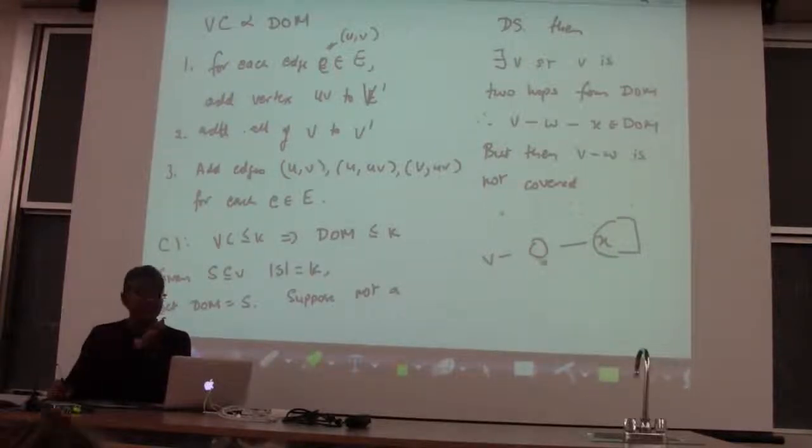But if V is a fake vertex, it must also be connected to some real vertex, which is also connected to the dominating set. Right? And similarly, this fake vertex is connected to X. It's also connected to something else. It's connected to something there. So then this edge, which is a real edge in the original graph, is not covered.